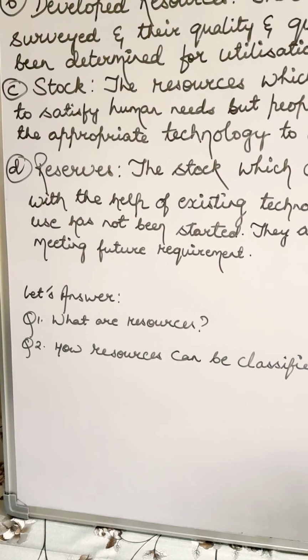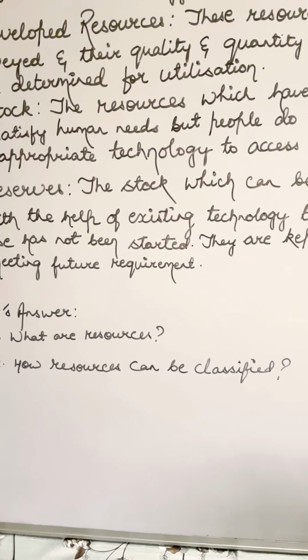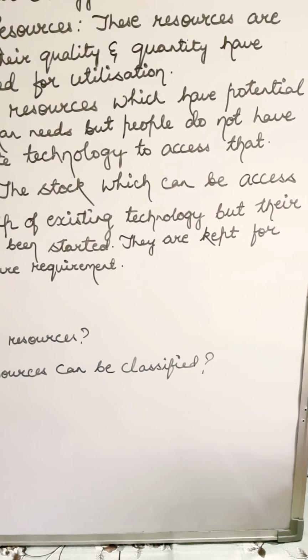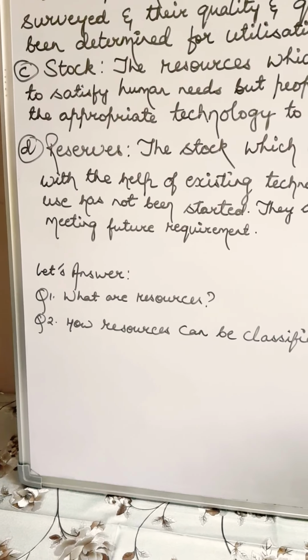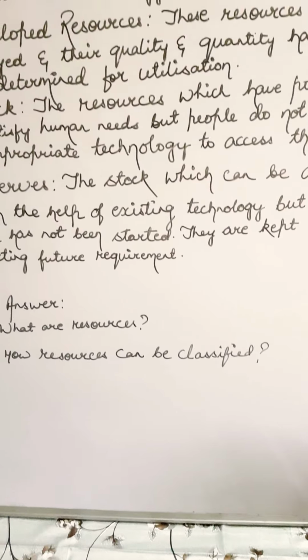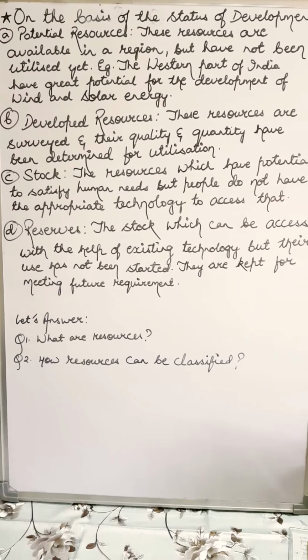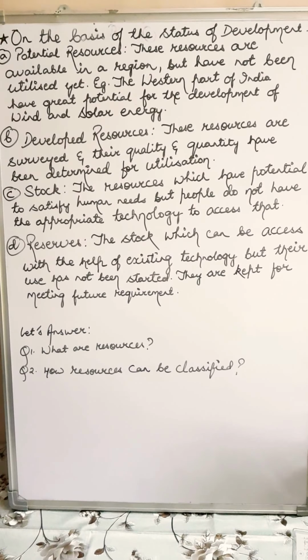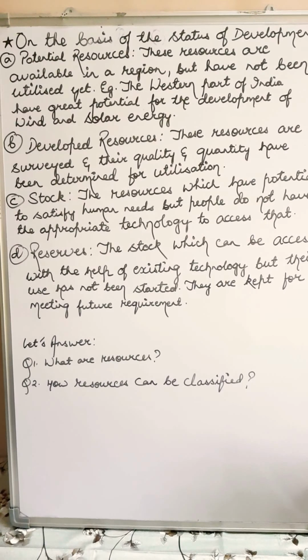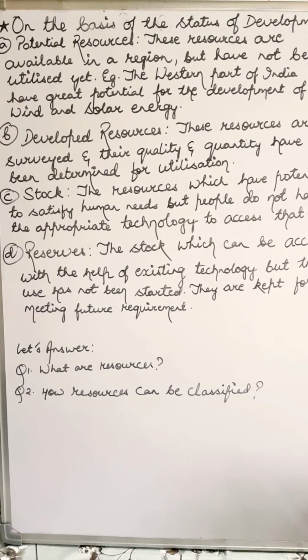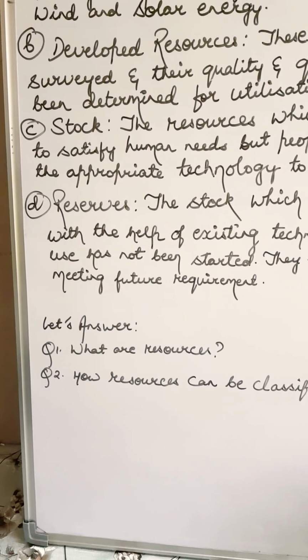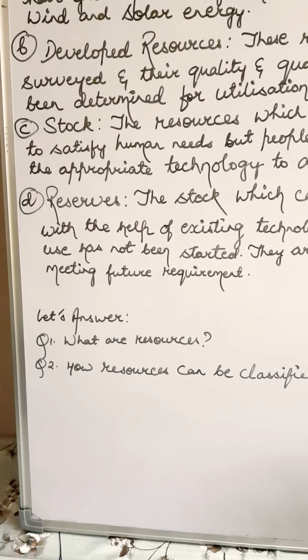For example, water, a compound of two inflammable gases, hydrogen and oxygen, can be used as a rich source of energy, but we do not have the required technical know-how to use it, hence it is still considered as stock. Then comes reserves. You keep some money reserved for buying a gift for your friend.